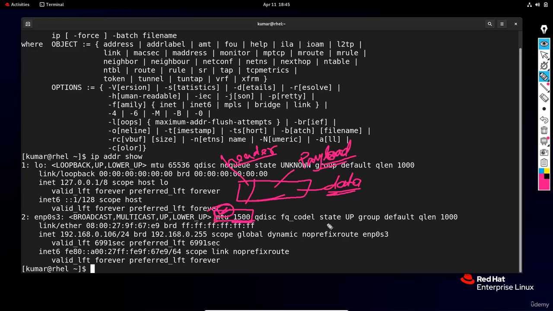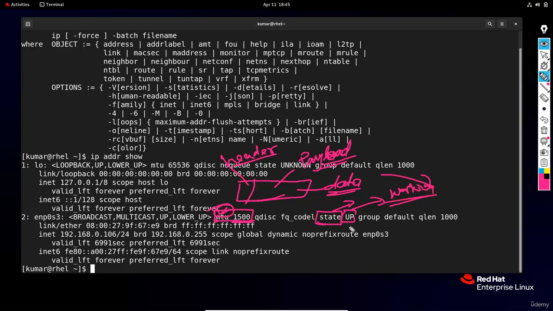After that there is the state. In the state, there is a possibility that sometimes you have connected the wire but you are not able to communicate with any device. In this case you need to check the state. If the state is up, it means your system or your adapter is up and working.